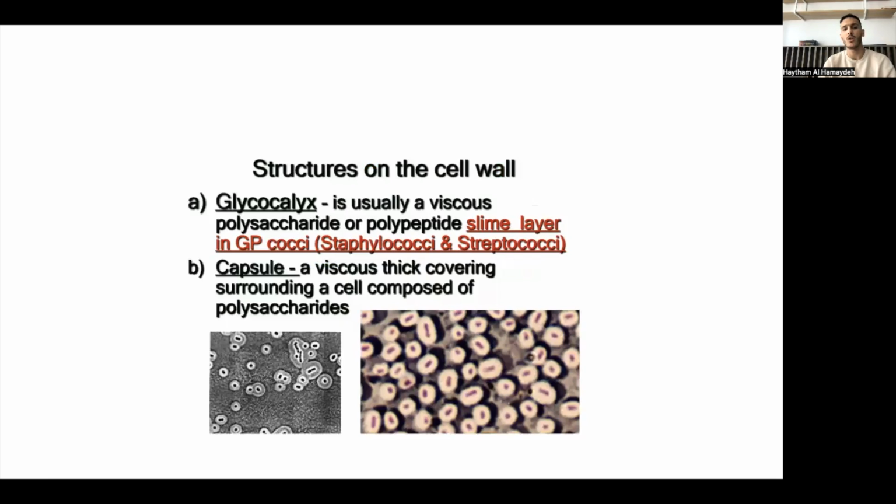Structures on the cell wall, yes, that's what I was talking about. Glycocalyx, this is a slime layer in those strains of bacteria, and it's thin compared to the capsule. It's a viscous, thick covering surrounding a cell, composed of polysaccharides. So these are the structures on the cell wall, which is the most external part.